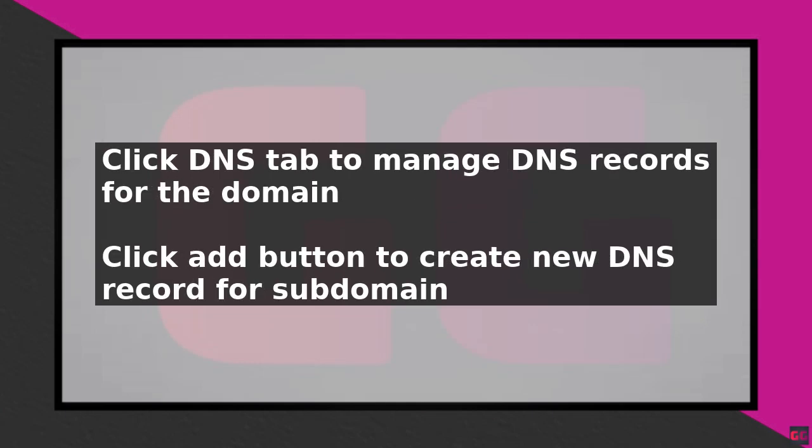In the Add Record section, select the record type as A, which is used to point a subdomain to an IP address. In the Name field, enter the subdomain you want to add. For example, blog or shop. In the Value field, enter the IP address where you want to point the subdomain.